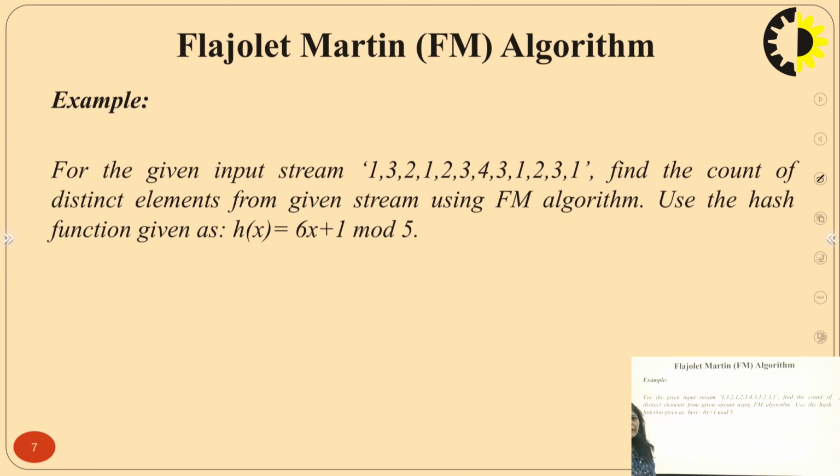This is one of the examples I have taken today to show how the FM algorithm works. For example, we have been given the input stream 1 3 2 1 2 3 4 3 1 2 3 1, and we have to find the count of distinct elements in this stream using the FM algorithm. The hash function given to us is h(x) = (6x + 1) mod 5.